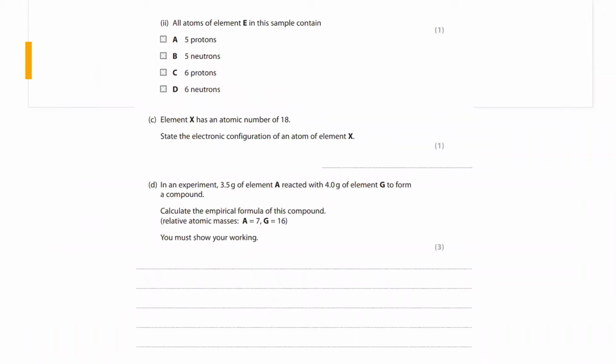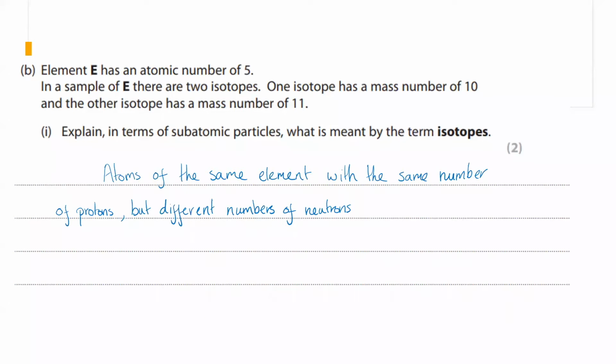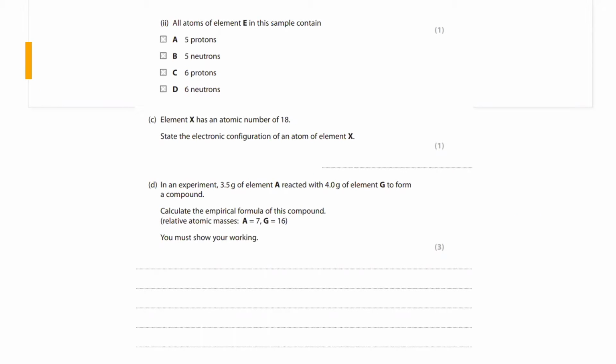All atoms of element E in this sample contain, let's go back and have a look. Element E has an atomic number of 5. The atomic number is how many protons? So atomic number is the number of protons. So 5 protons. Okay, this is to catch people out there, that one.